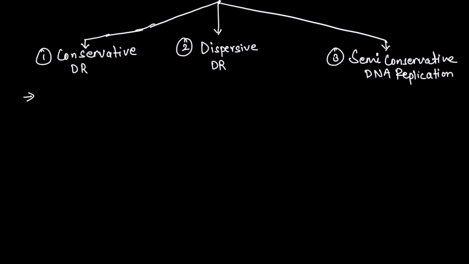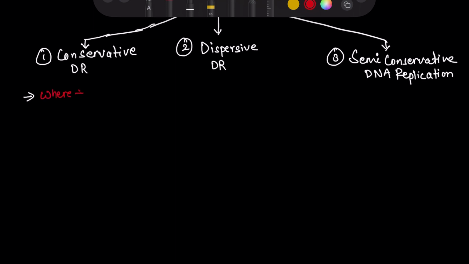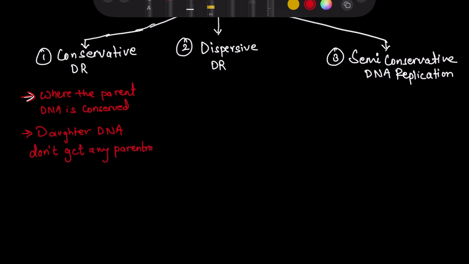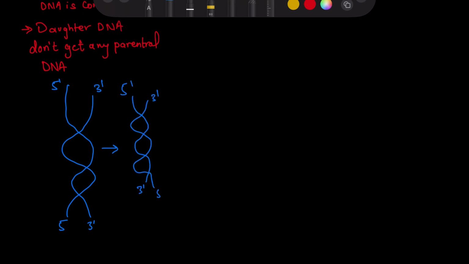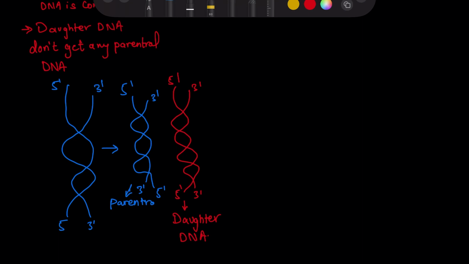Now, simply to understand what is the conservative method of DNA replication, right? Where the parent's DNA is conserved, the daughter DNA does not get any parental DNA. Simply, if this is the parent DNA, then after replication the daughter DNA will be formed in this fashion, right? 5 to 3, 3 to 5. Then we will have another complete whole set of DNA. Now this is the daughter DNA, while this is the parental DNA after replication, right?